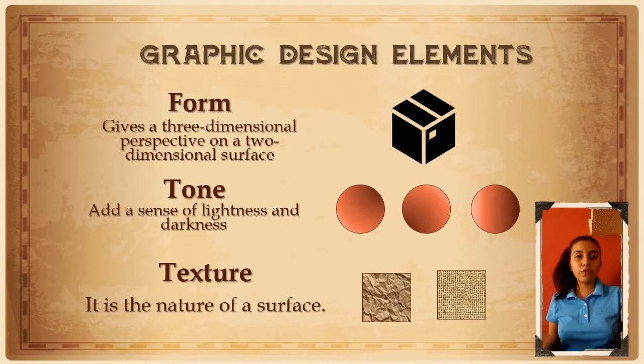Another element is the form, which gives an appearance of depth in a 2D space. We can play by varying the tone to create a sensation of brightness and darkness. Textures are the way the surface is represented, whether it is tactile or visual.